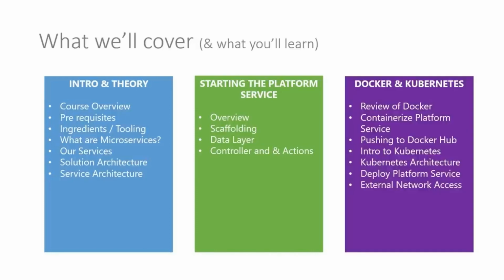Part 3, we look at Docker and Kubernetes, so a review of Docker. We containerize our platform service, so we build it as an image and push it up to Docker Hub. We then go into Kubernetes, what it is, why you would use it. We look at the architectural overview of our application in Kubernetes, so that's the Kubernetes architecture section, and then we deploy our platform service into our Kubernetes cluster. And then finally in that section we set up some external networking so we can actually use our platform service inside of Kubernetes.